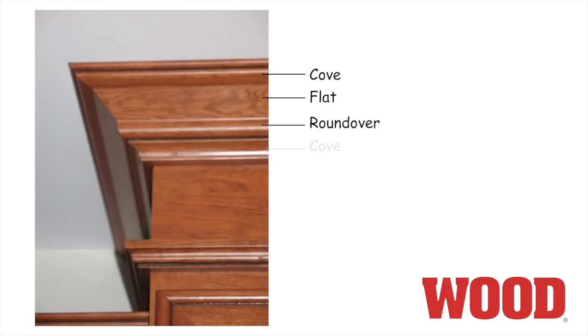Below that, another round over. Here we've got a cove with a shoulder, flat, and then we've got a cove here that's just a little smaller than that one. Then it rests on top of the cabinet.